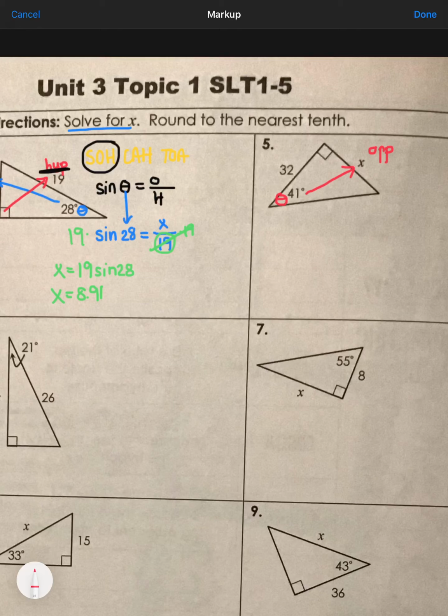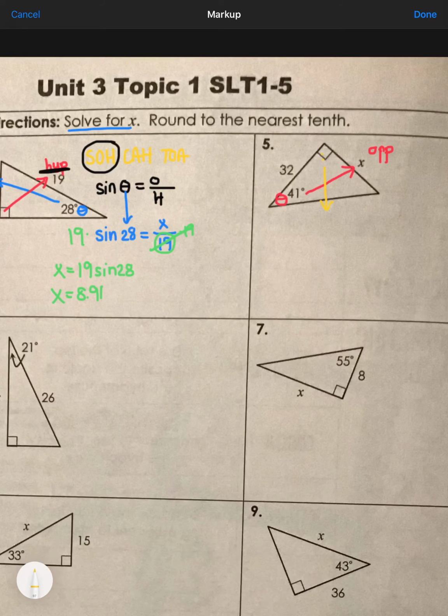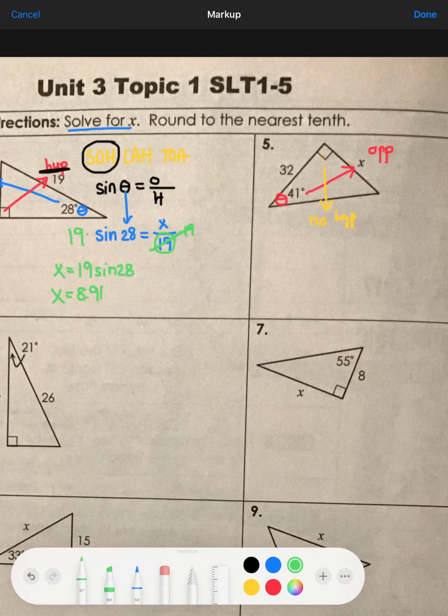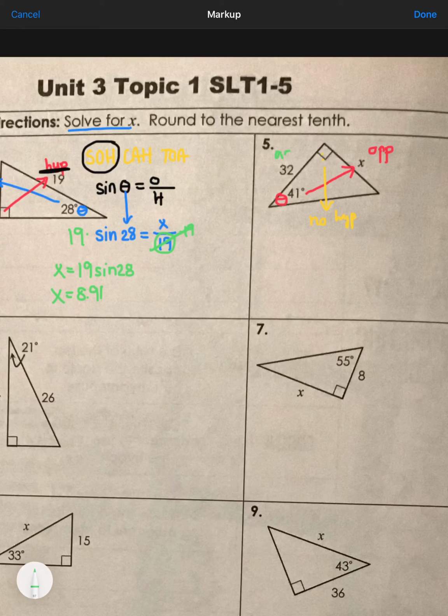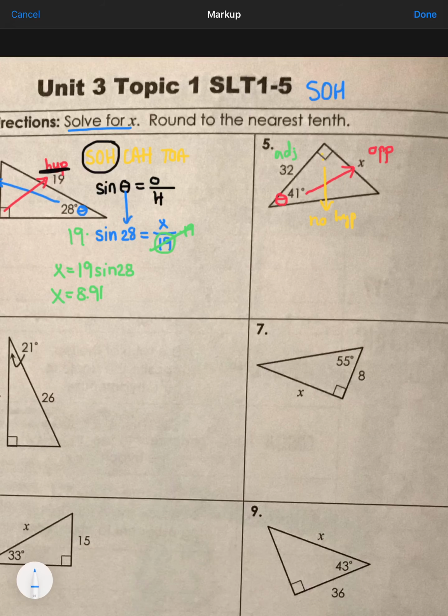Now over here on question number 5, we have our angle, we have our theta, which is 41. Now across from 41, that's our opposite side. In this case, we are not given the hypotenuse. There is no number across from the right angle, so there's no hypotenuse. Instead, we are given the adjacent side, the side next to our angle.